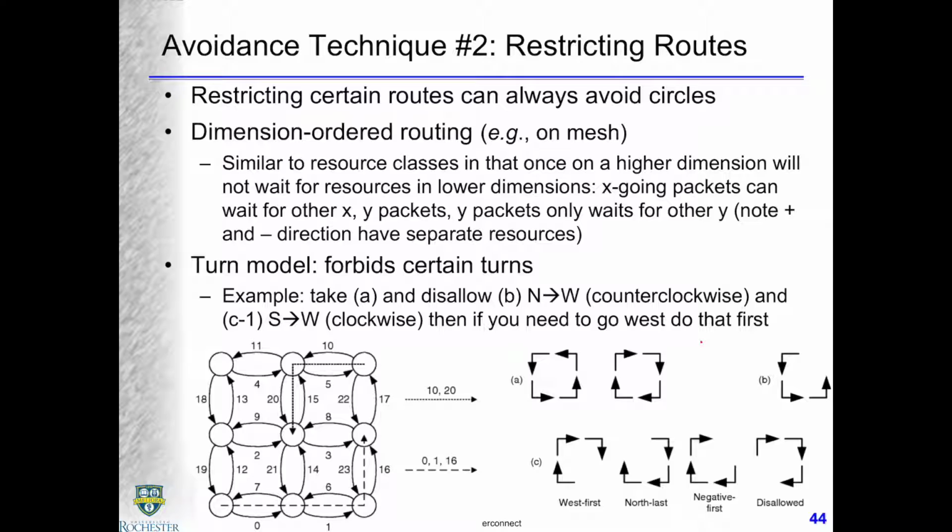Let's take an example and see what that means. Let's say in the counterclockwise, we disable this. That means, when you're going north, you can never make a left turn to go west. Okay? That's the counterclockwise. See the missing part over here?